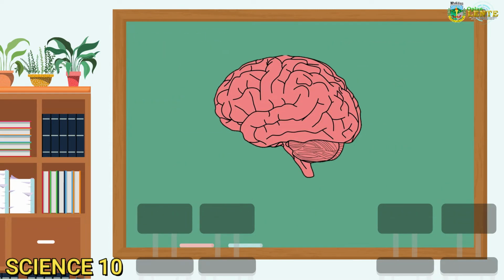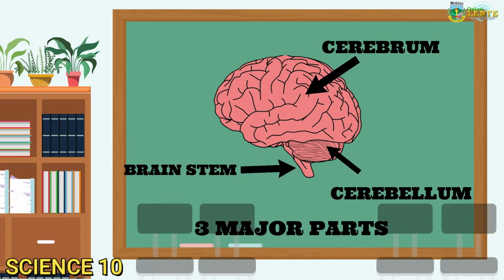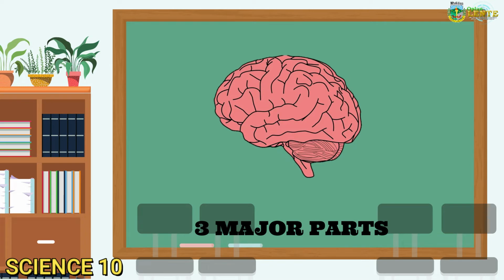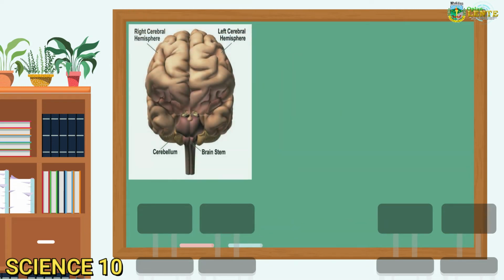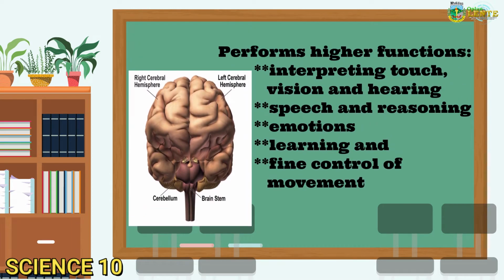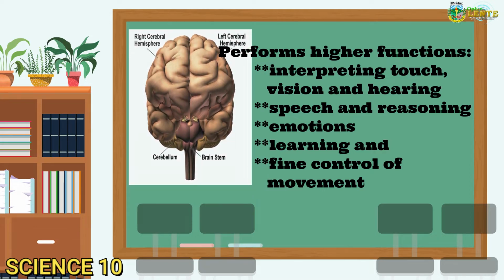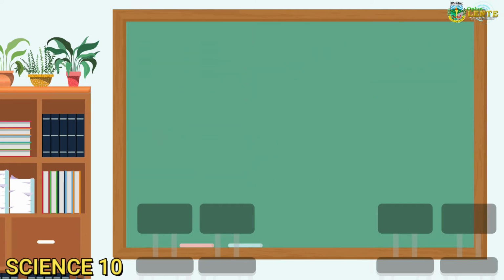and memory. The brain has three major parts: the cerebrum, cerebellum, and brainstem. The cerebrum is the largest part of the brain and is composed of right and left hemispheres. It performs higher functions like interpreting touch, vision, and hearing, as well as speech and reasoning, emotions, learning, and fine control of movement.